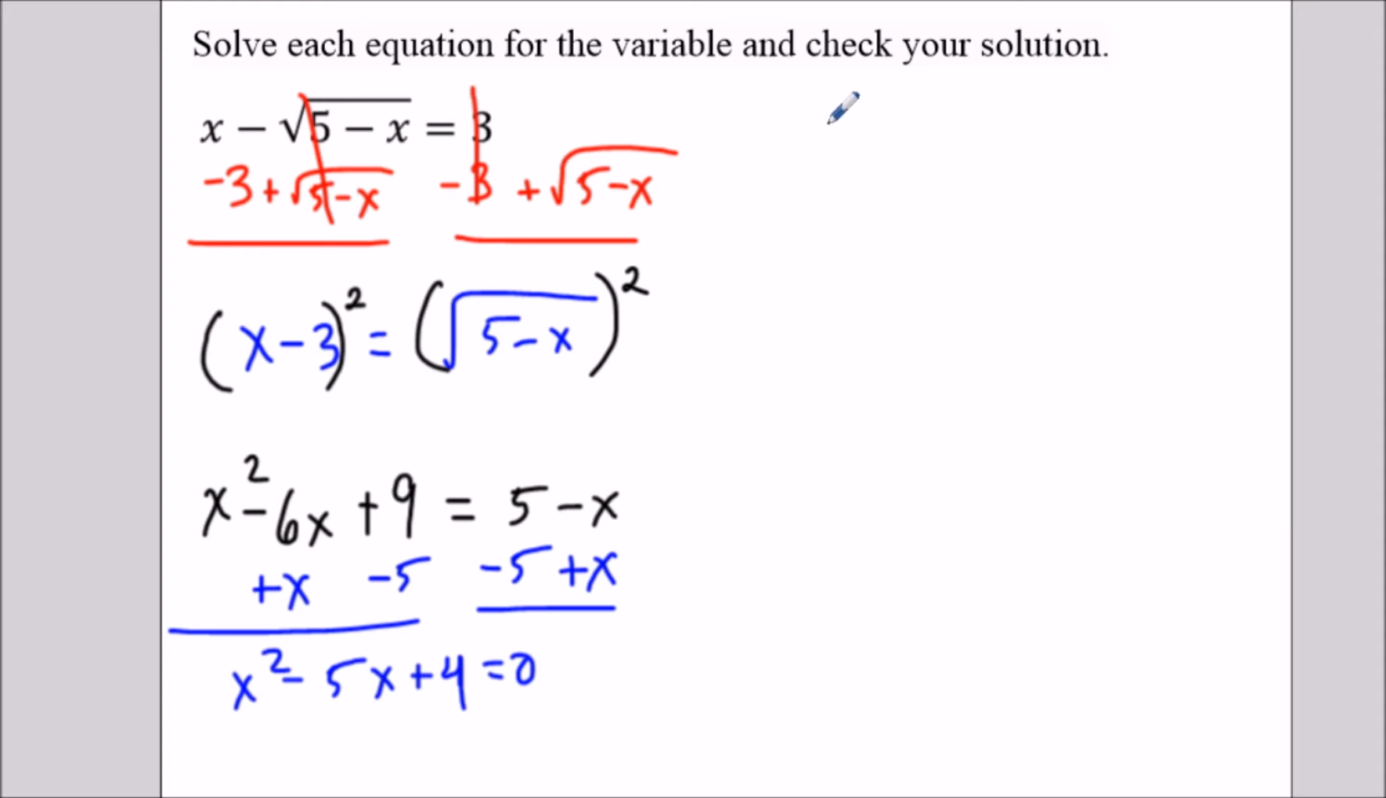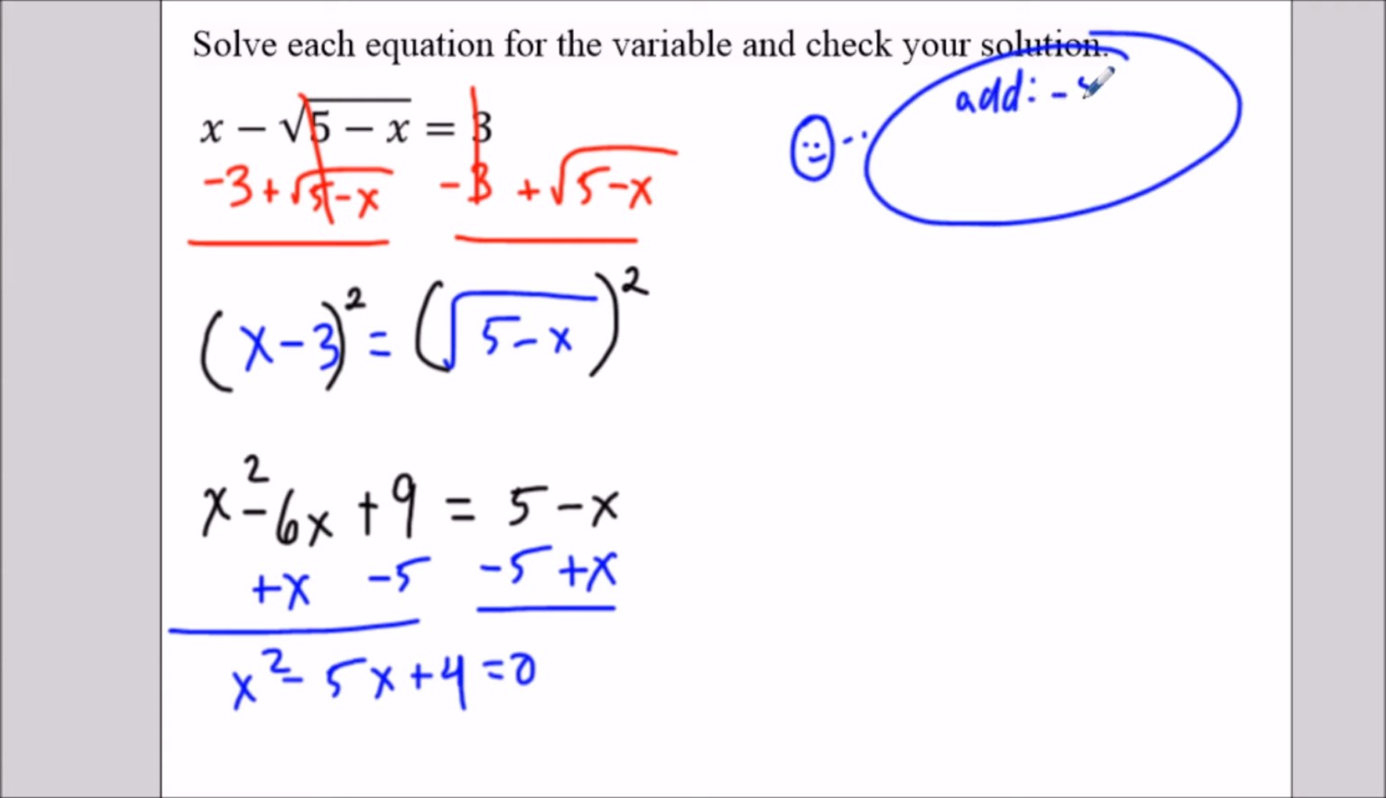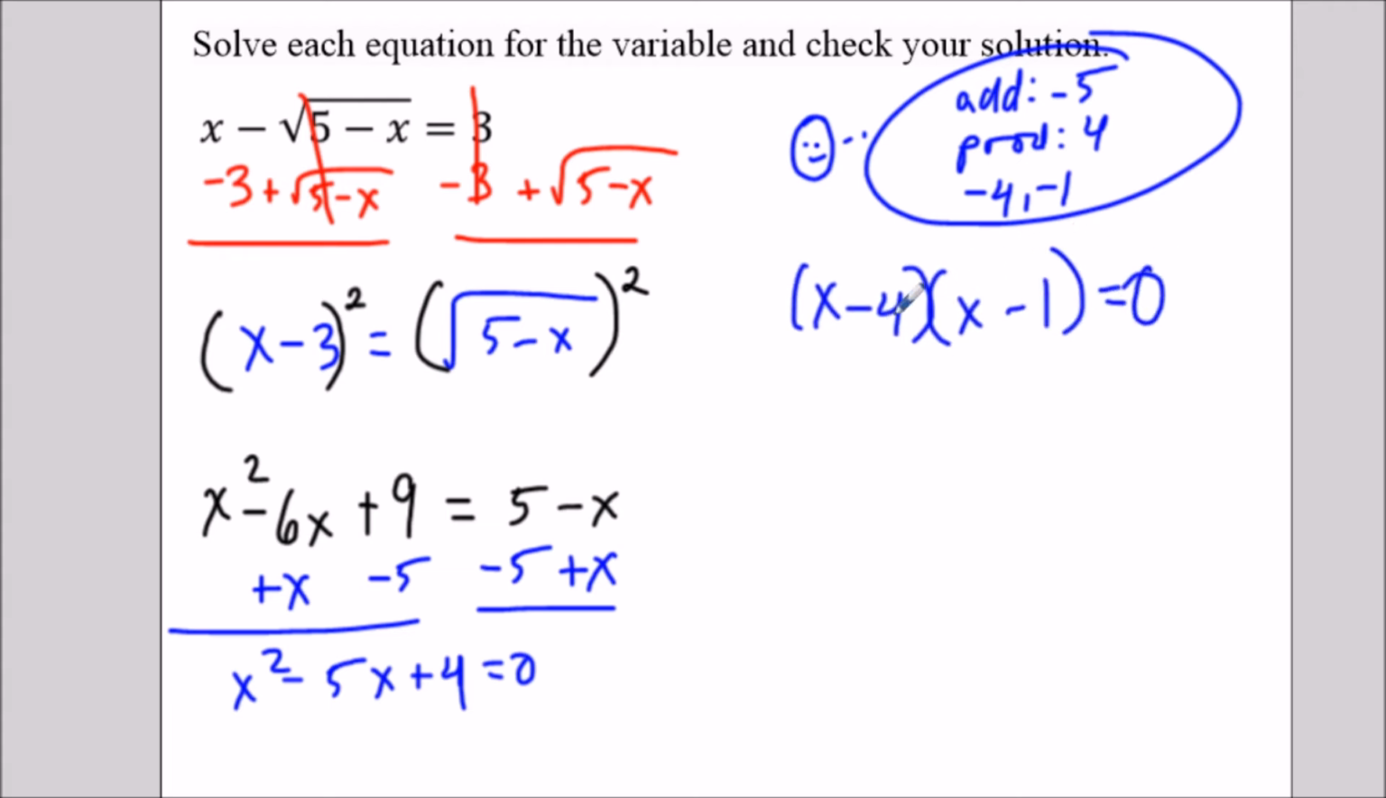So once again, this is the part of what's going on in your head. You need two numbers that add up to negative 5 and have a product of 4. And the two numbers are negative 4 and negative 1. They have a sum of negative 5 and a product of positive 4. So that tells us we could factor this to x minus 4 times x minus 1 is equal to 0. And then here the roots are x equals 4 and x equals 1.